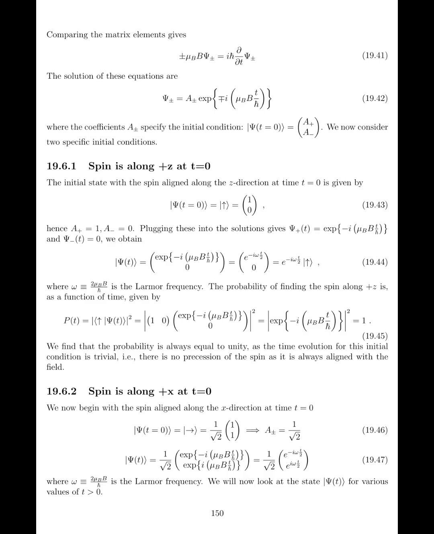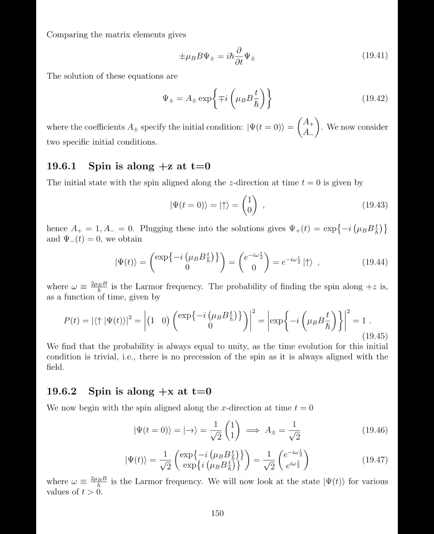So let's write this phase factor in a slightly more convenient way. Let's define something we call the Larmor frequency, which is 2 times the Bohr magneton, mu b, times the magnetic field divided by h bar. This has got units of 1 by time. It's a frequency. So let's rewrite this as e to the minus i omega t by 2, and there's a 0 down here.